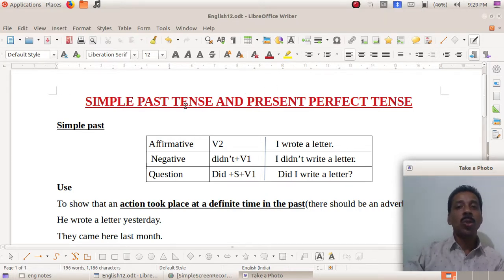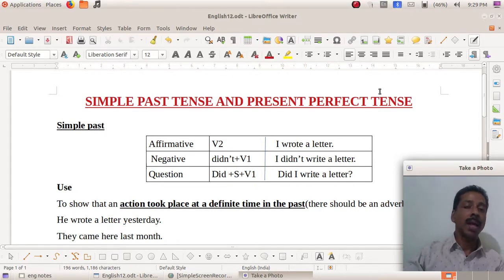between these two tenses regarding the use of these two tenses. That is simple past tense and present perfect tense. Can anyone say what is common in these two tenses? Okay. Both the tenses show completed actions. That's the similarity. Simple past tense and present perfect tense show completed activity.